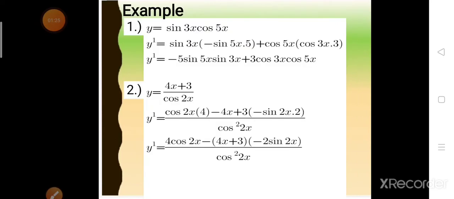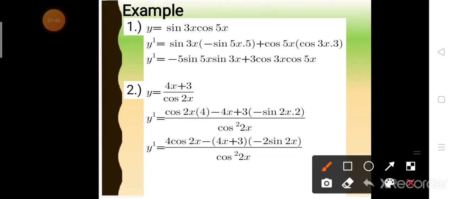Okay, example number 1. We have y is equal to sine 3x cosine 5x. First, since we have the 3 here, we use the product rule. In our product rule, we have a b prime plus b a prime.